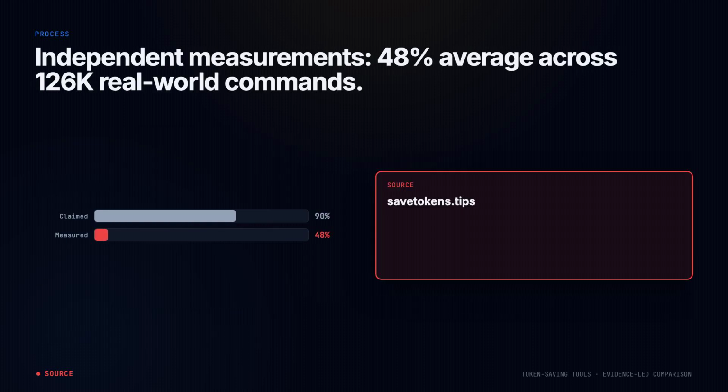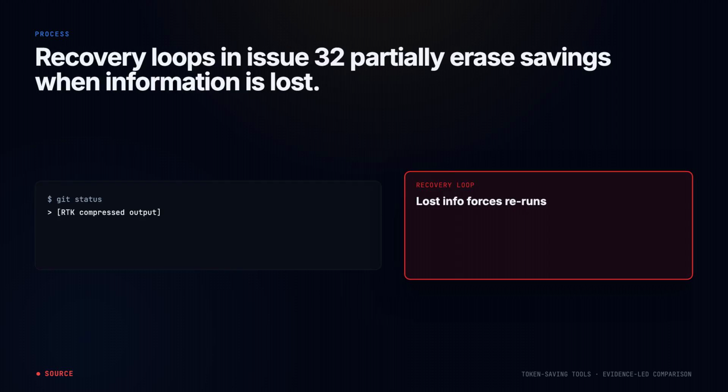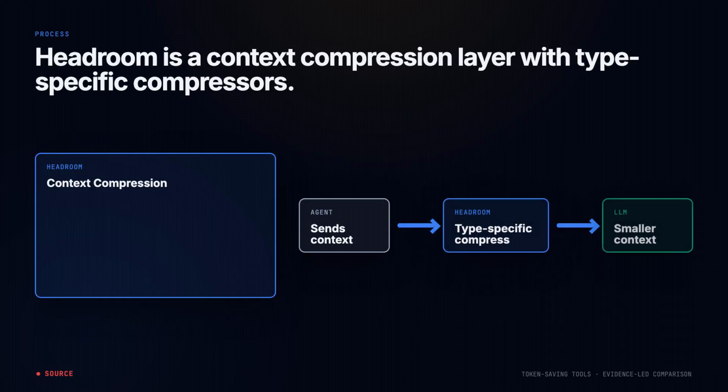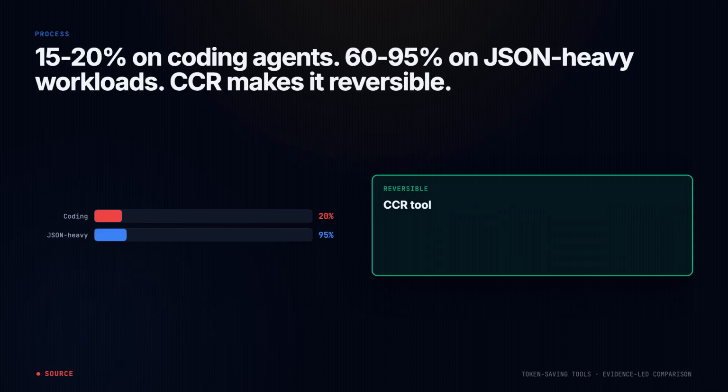Independent measurements show 48% average across 126K real-world commands, half the lower claimed bound. Recovery loops documented in issue 32 partially erase savings when lost information forces reruns. Headroom is a context compression layer with type-specific compressors for JSON, code, and prose. 15 to 20% on coding agents, 60 to 95% on JSON-heavy workloads.